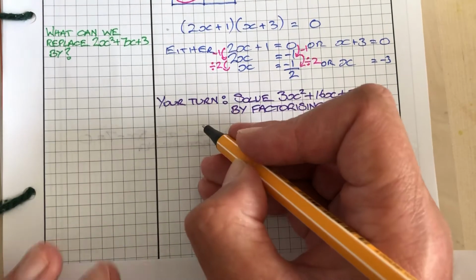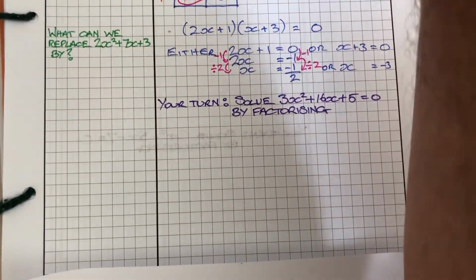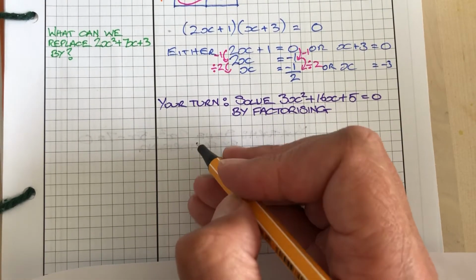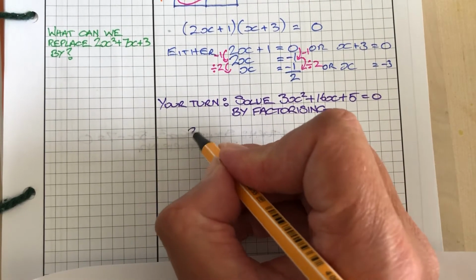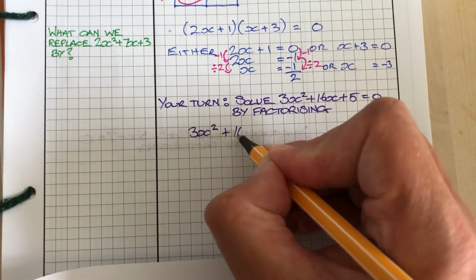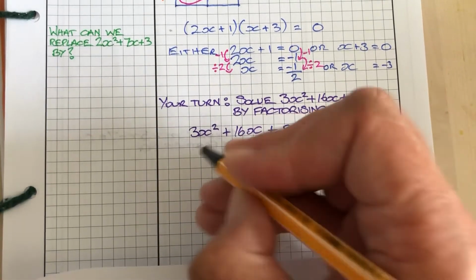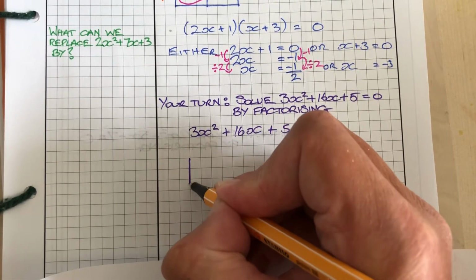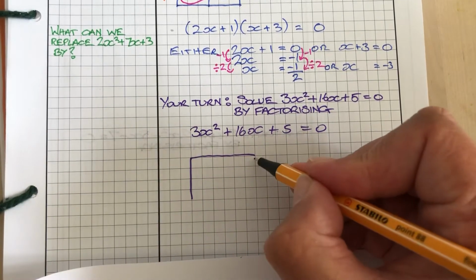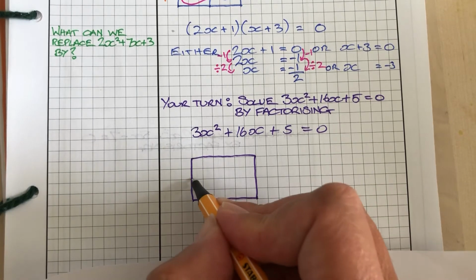Right, so switch to the purple pen. So what have I got here then? I have got 3x squared, add 16x, add 5 equals 0. I want to find the multiplication that makes 3x squared, add 16x, add 5.